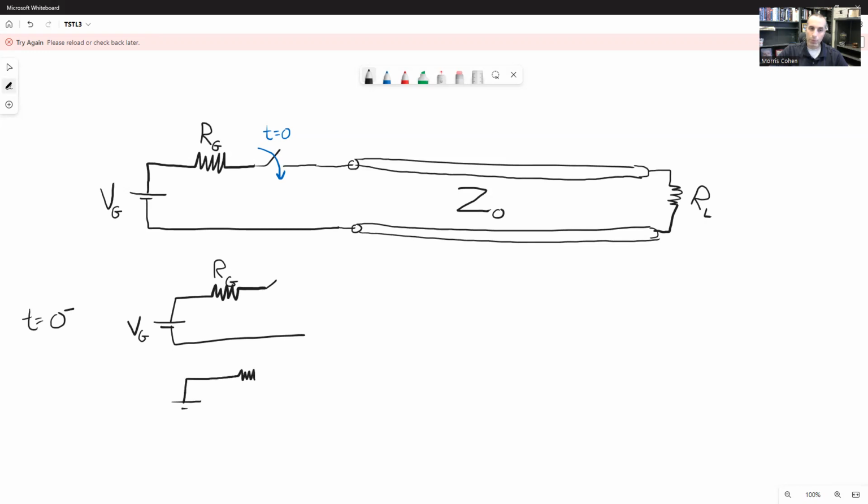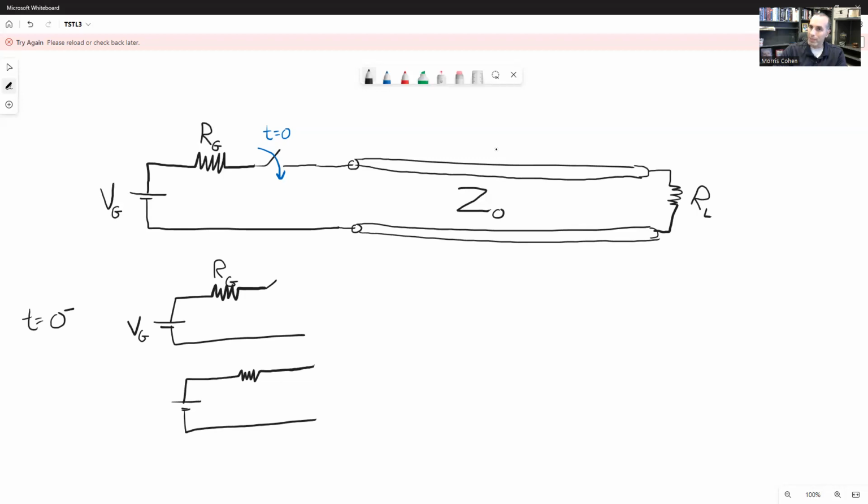All right, so let's write down this RG. And now all of a sudden, we have connected this to the transmission line. Now we know, you and I, looking at this diagram, that on the other side of this transmission line is RL, this load resistor. But the battery doesn't know that yet. It has absolutely no idea what's on the other end of this transmission line. All it knows is that it's connected to a transmission line.